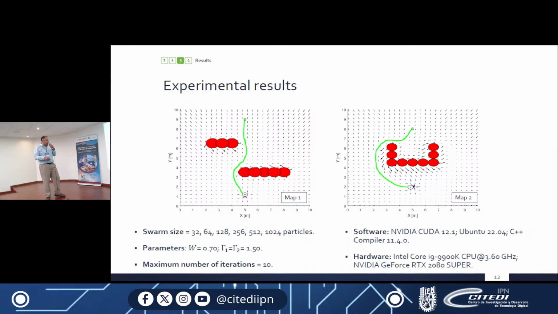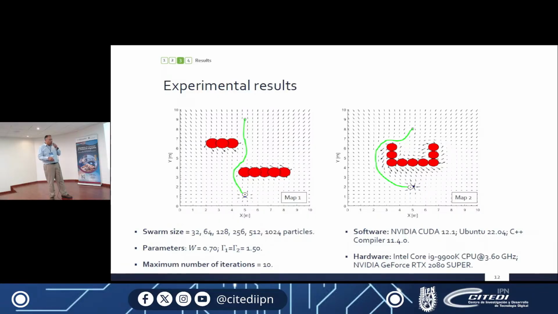Also, here we have a zigzag that represents a certain challenge for the path planning methods. For the configuration of the results, we use a swarm size of 16, but here we double to 32 because we consider the spin of the artificial potential field counterclockwise or clockwise. So a swarm size of 16 by 2 is 32, 64, and so on, until 1,024 particles.